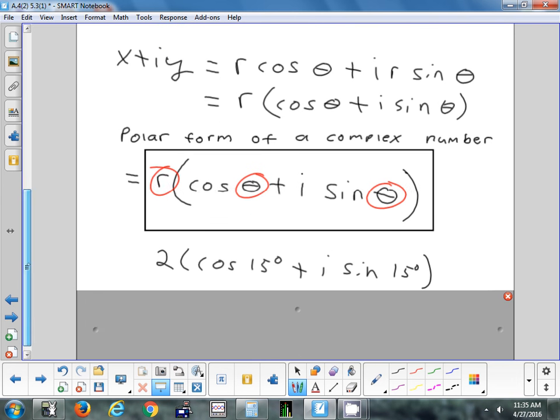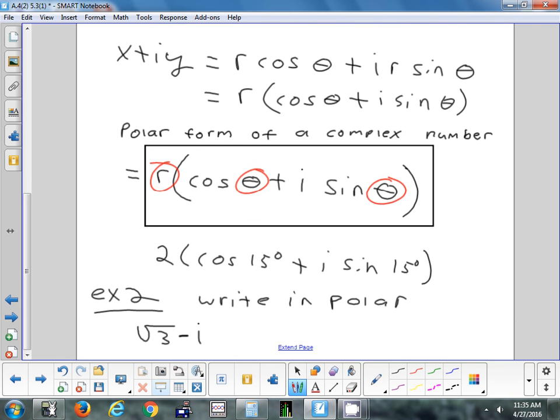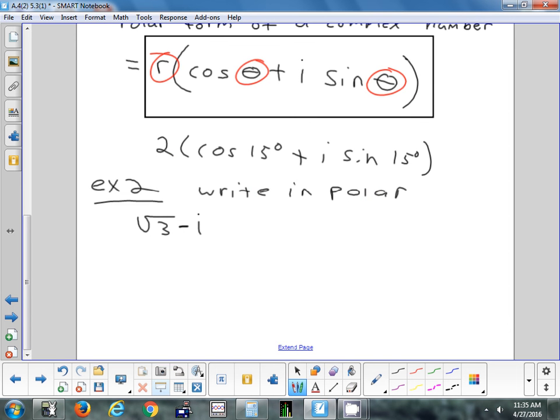All right. So we'll try a couple of these and that'll be it. I want to write this number in polar. Let's start by finding theta first. Well, to find theta, that depends on the quadrant. So the first thing I'm going to do is graph that point, figure out what quadrant it's in.